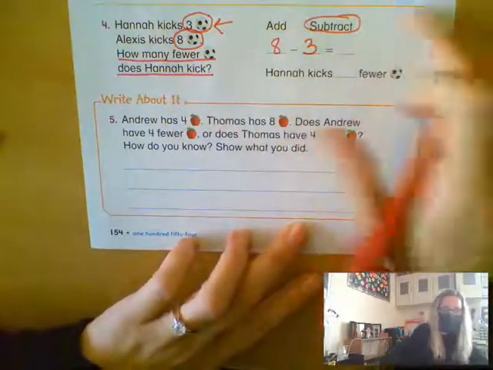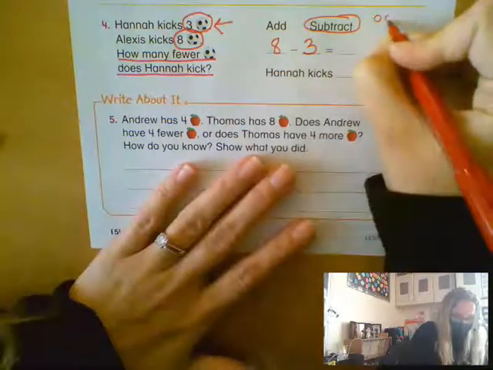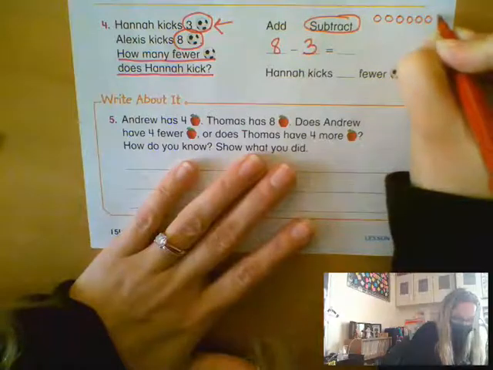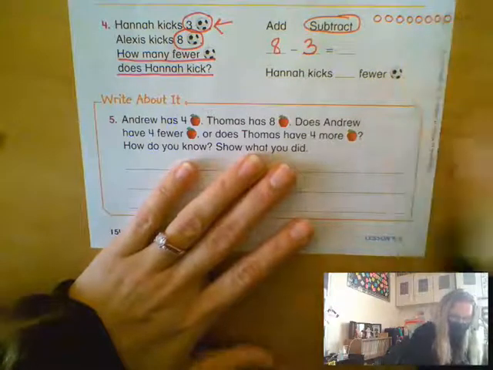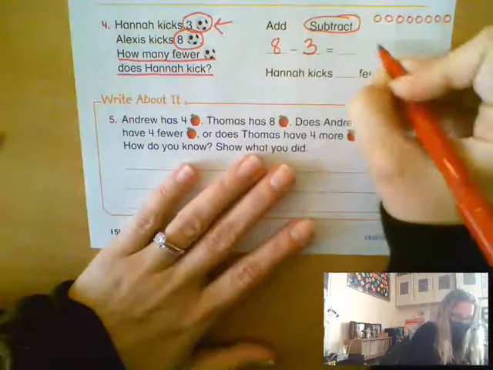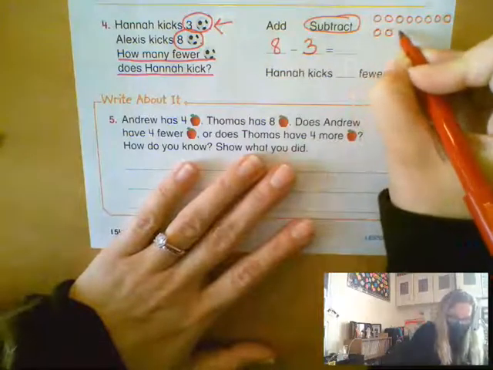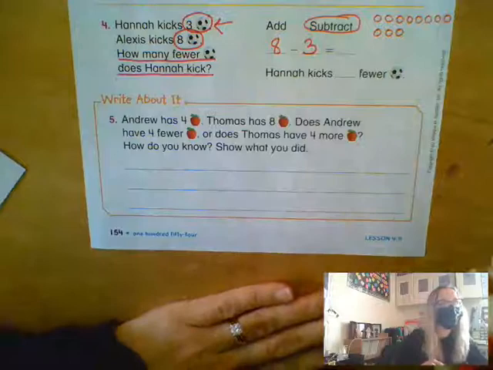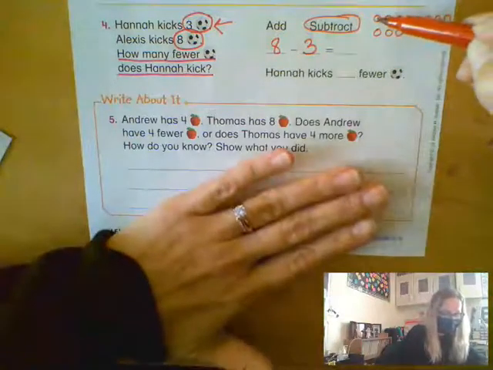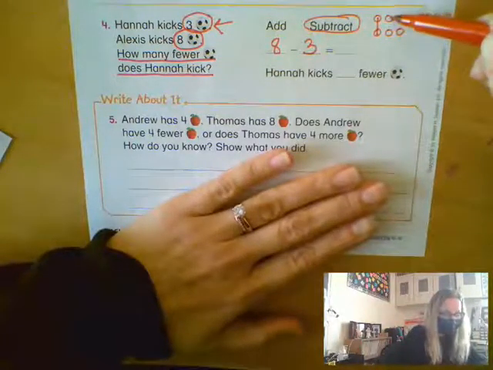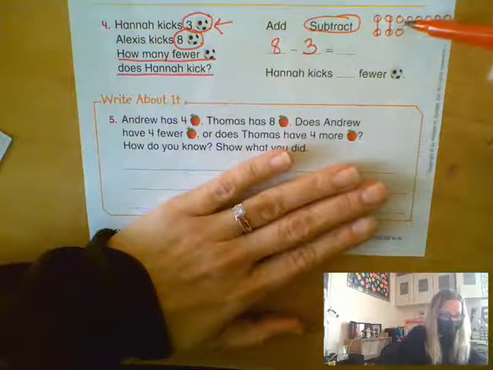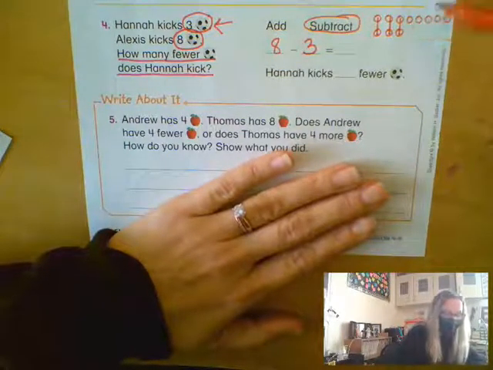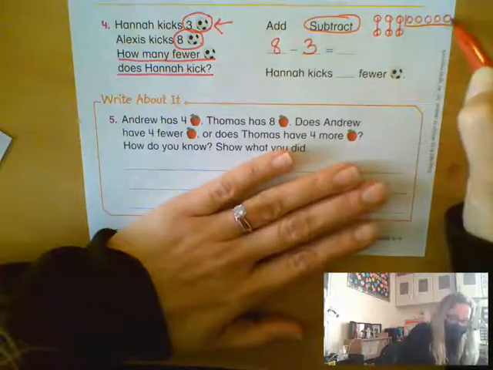So right here, I'm going to draw out 1, 2, 3, 4, 5, 6, 7, 8. And then I'm going to draw Hannah's 3. 1, 2, 3. And now we're going to find the difference. Do you remember how we find the difference? They both have 1, ka-chink. They both have 2, ka-chink. They both have 3, ka-chink. Do they both have 4? No, so this is our difference.